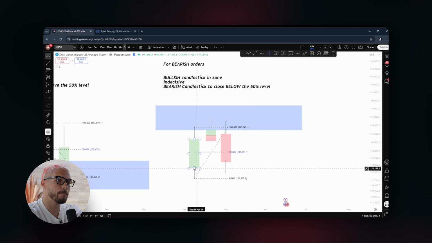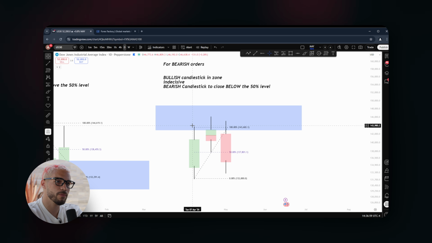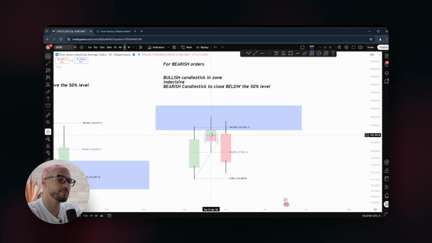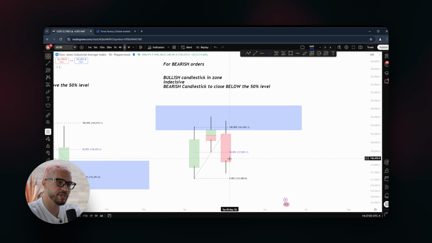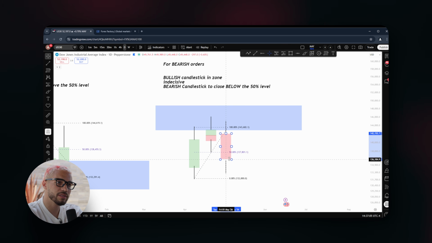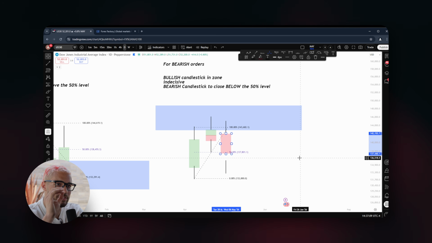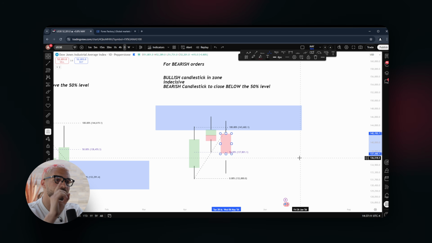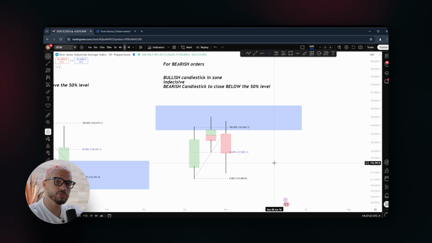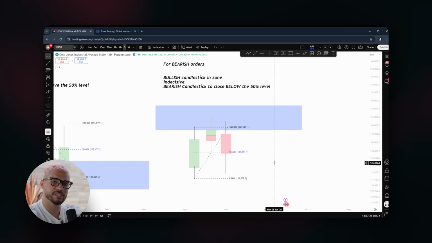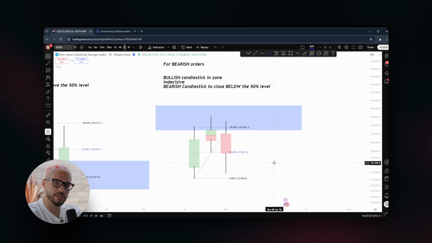Now we have the same exact thing for bearish orders. We're going to be looking for a bullish candlestick to enter our zone, an indecisive candlestick, which doesn't matter if it's bullish or bearish, and then a bearish candlestick below the 50% level. Like I said, it could look like this. It could be all the way down here. It doesn't matter as long as it's below the 50% level of the very first candlestick. And when you piece those three things together, you find the holy grail to setups and trading. And let me show you guys a couple chart examples with this.